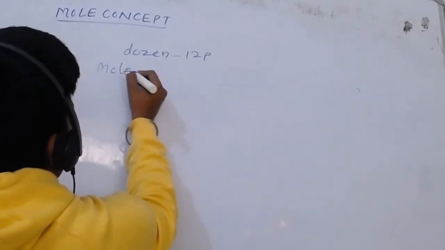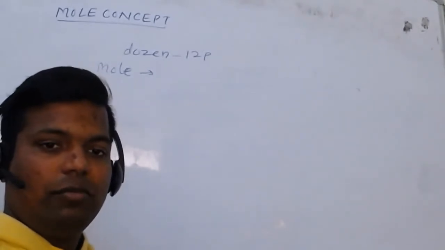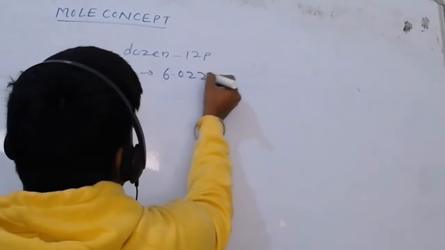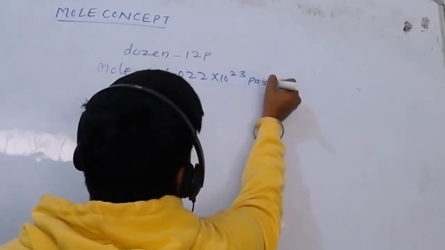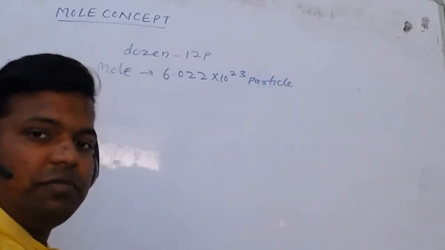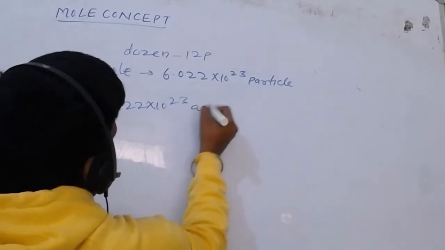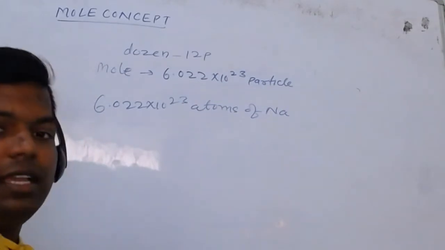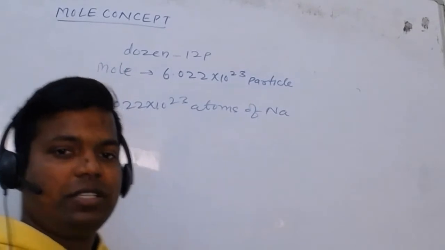This mole represents some number, some quantity of atoms, molecules, or ions. If atoms, molecules, or anything is present in this much number, then we call it present in 1 mole, right? So if this many atoms of sodium are present, then we can say sodium is present in 1 mole.